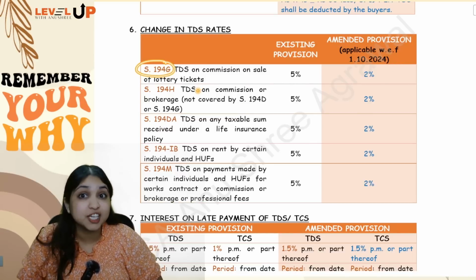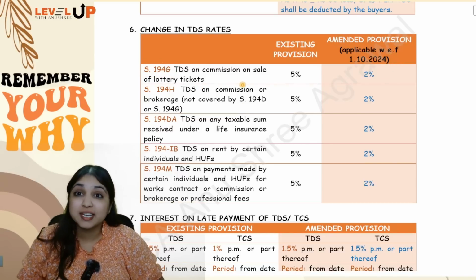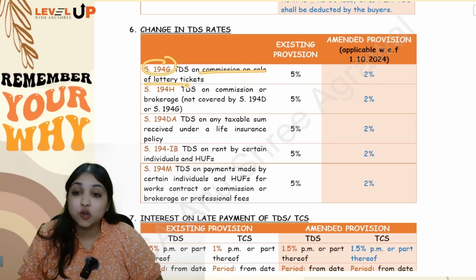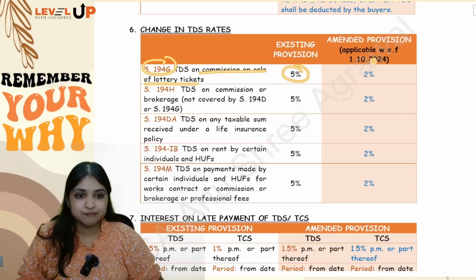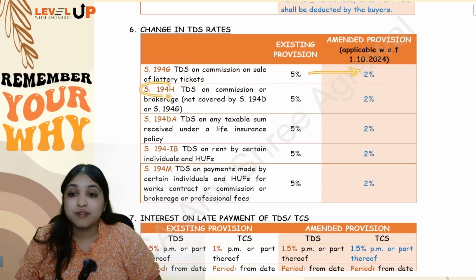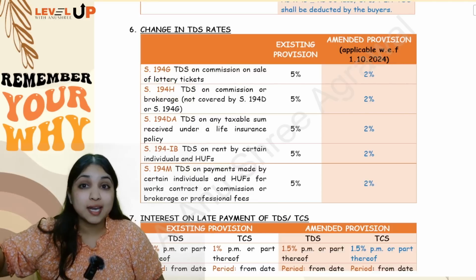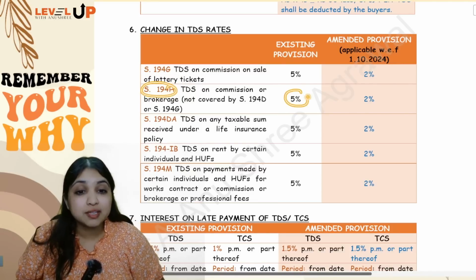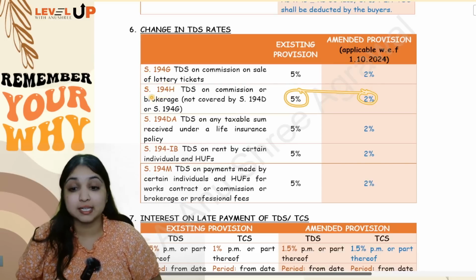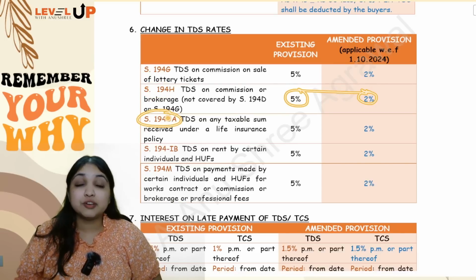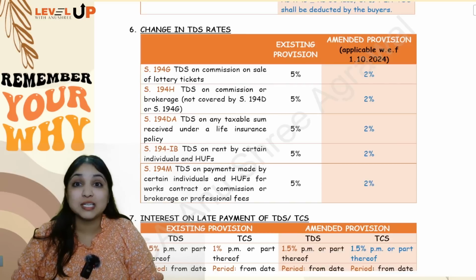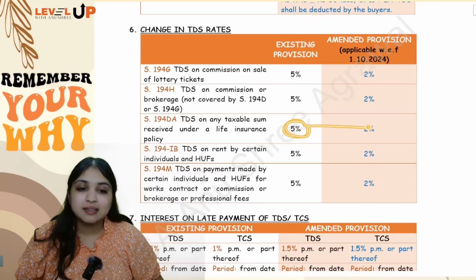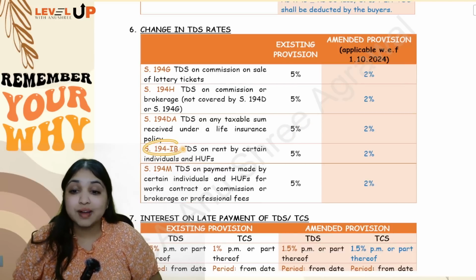Section 194G, TDS on lottery tickets, gambling and all that. 194G, TDS on commission on sale of lottery tickets. Existing provision was 5%. It has been reduced to 2%. 194H, if commission is not getting covered in 194D or 194G, we put it under 194H. Even that has been reduced from 5% to 2%. 194DA, if you are receiving any money from life insurance policy which is taxable, remember at least 1 lakh, then the TDS rate was 5%. That also has been reduced to 2%.